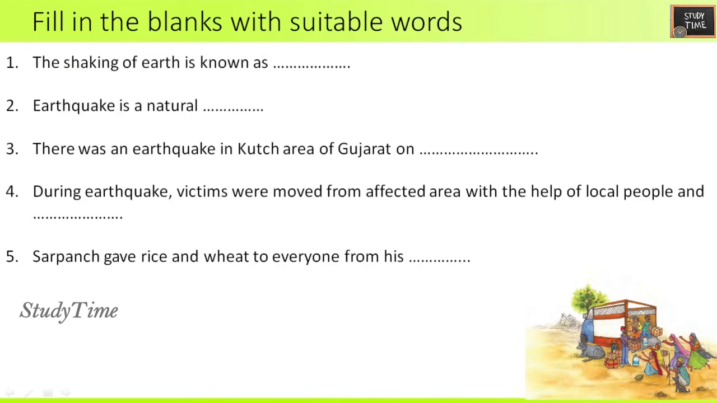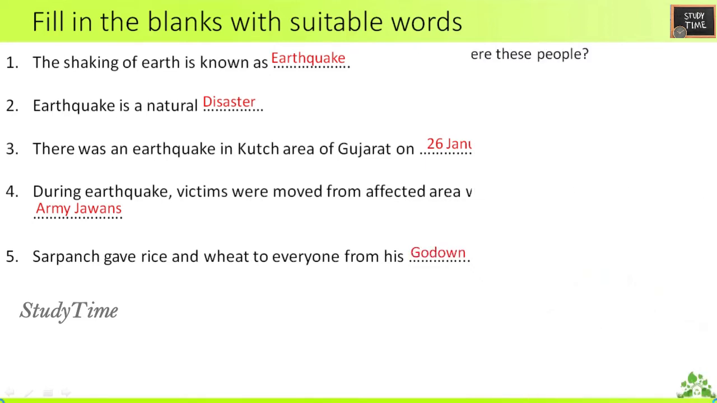Next, filling the blanks. First one, the shaking of earth is also known as earthquake. Second question, earthquake is a natural disaster. Third question, there was an earthquake in Kutch area of Gujarat on 26 January 2001 on Republic Day. Fourth question, during the earthquake, victims were moved from the affected area with the help of local people and army jawans. Fifth question, Sarpanch gave rice and wheat to everyone from his godown.